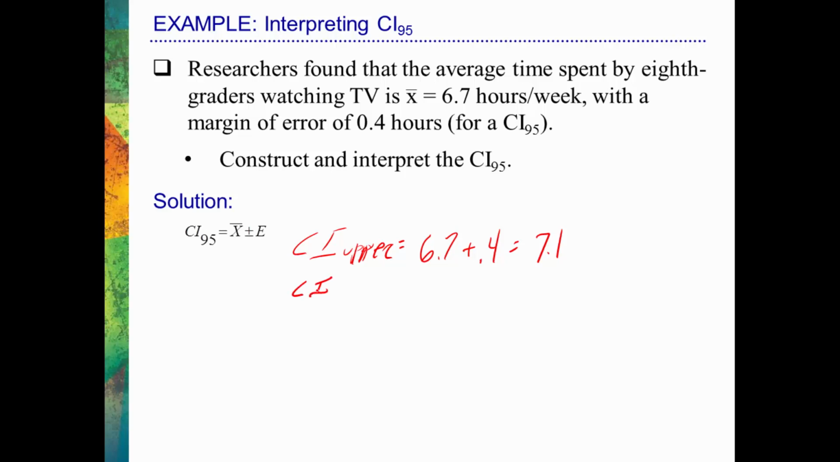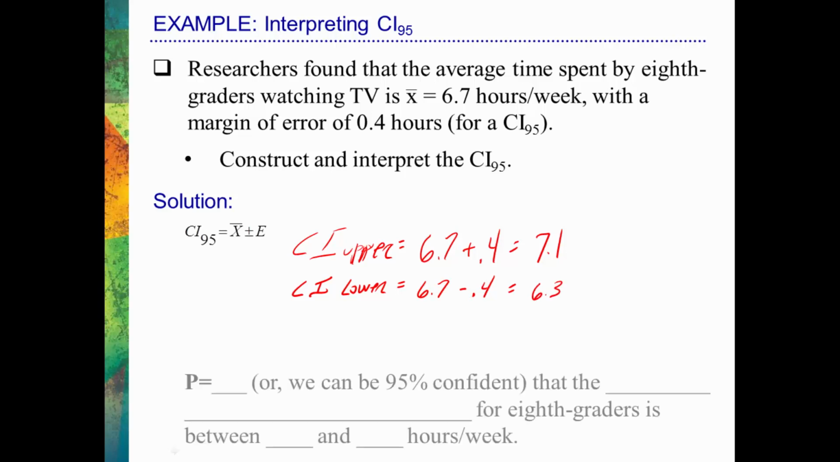Let's compute the confidence interval for the lower portion. In this case, again, we're going to start with the sample mean, 6.7, and now we're going to subtract the margin of error. So you see, we're using that sample mean to find a range of values that we believe includes the true population mean. In this case, 6.7 minus 0.4 is going to equal 6.3 hours.